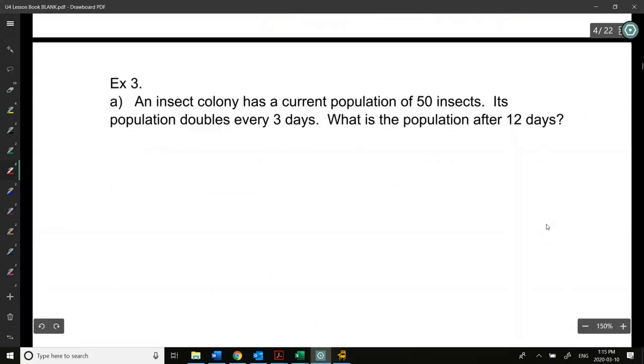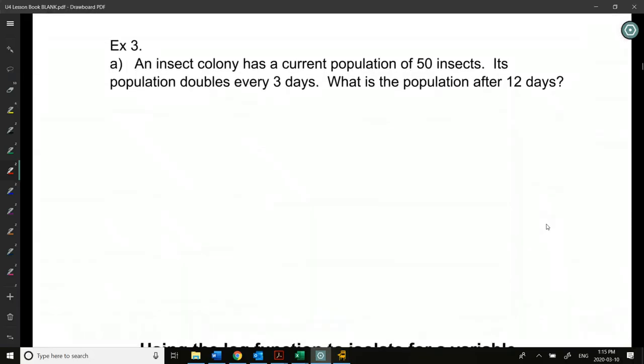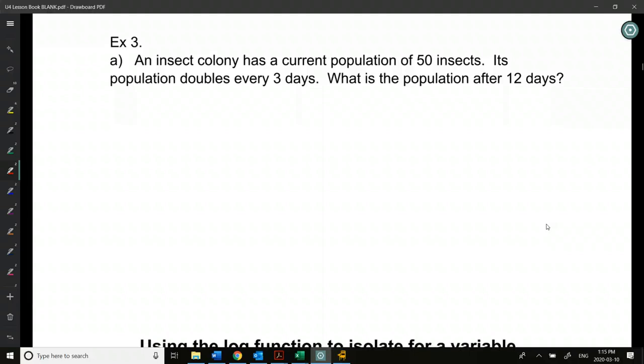All right, let's try another one. An insect colony has a current population of 30 insects. Its population doubles every 3 days. What is the population after 12 days? Okay, so anything to do with time has to do with x.